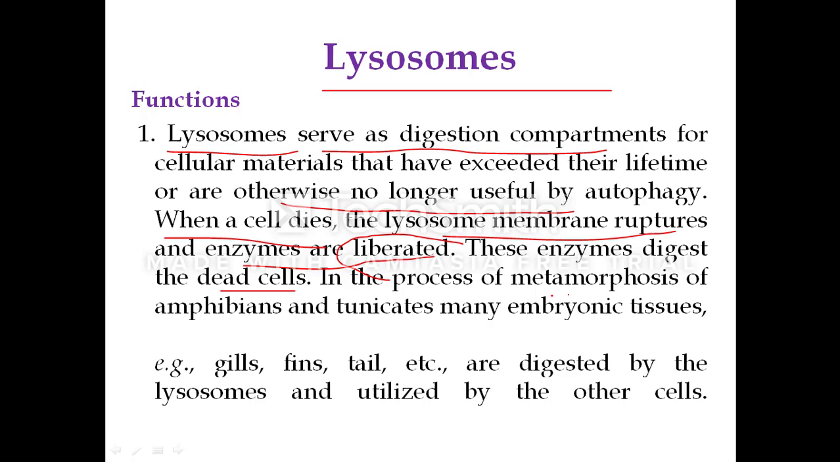In the process of metamorphosis of amphibians and the tunicates, in many embryonic tissues, we find the action of the lysosome. For example, the gills and fins and remnants of the tail, etc. are digested by the lysosomes and they are utilized by the other cells. So these lysosomes play an important role in removing certain structures during the process of metamorphosis.